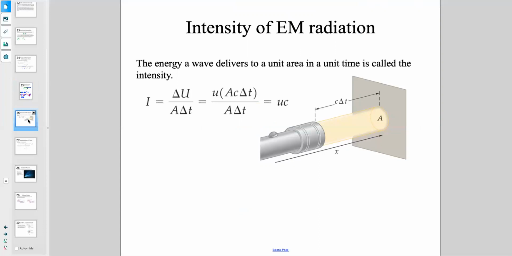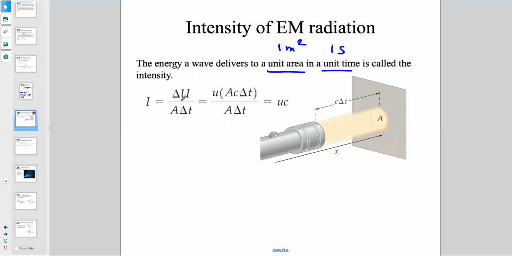So, intensity of electromagnetic radiation. We know that these radiations are because of the oscillations of charges or atoms and molecules. The energy a wave delivers to a unit area in a unit time. The unit time means in 1 second. The unit area means 1 meter squared. It's called intensity, or intensity of light, which is delta U over A times delta T. This is the unit area times unit time.